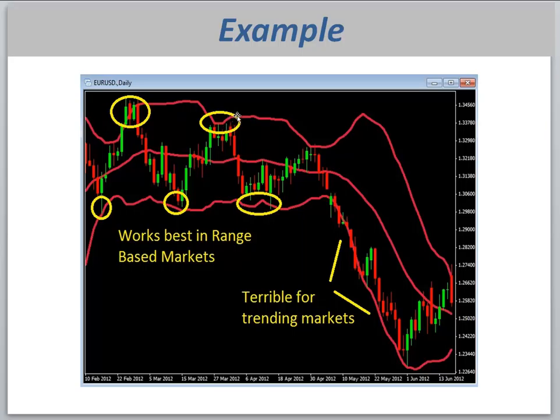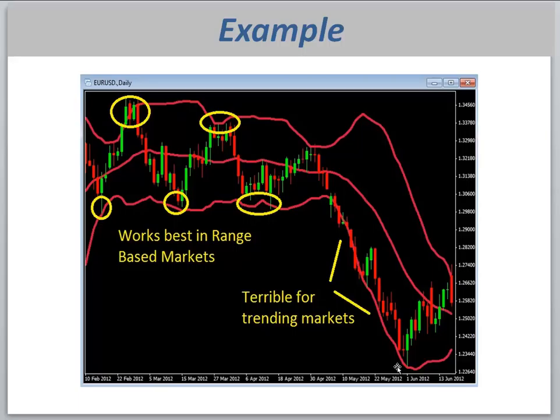You can see it worked out pretty well in the beginning of this chart, but it didn't do so well later in the chart, where it kept falling and falling. Even though it got oversold, it kept getting more and more oversold. So just because something's oversold on the Bollinger Bands doesn't mean it will not continue to go down.